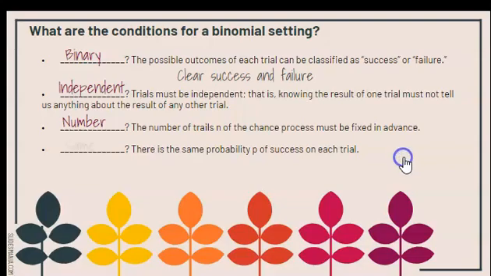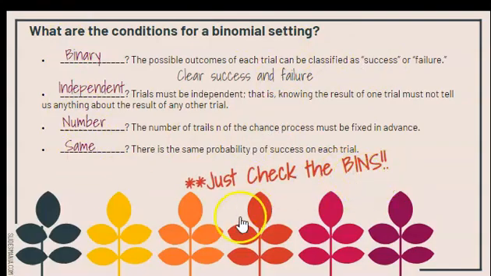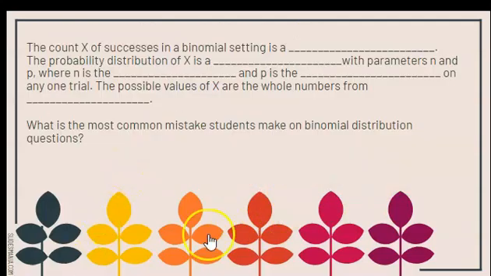And then lastly is the same. The probability of a success has to be the same for every single trial. If I flip a coin 10 times, the probability of getting a head is the same every single time. It's still 1 out of 2. So those are the 4 things, and we use the acronym BINS. So we just say check the BINS, make sure it's binomial, and then you can proceed with the binomial calculations.